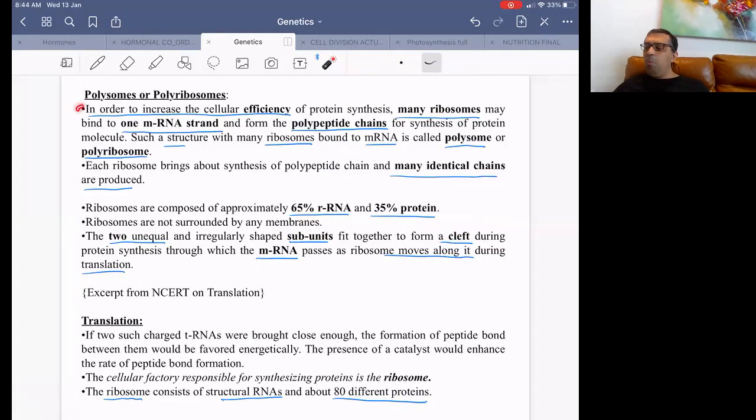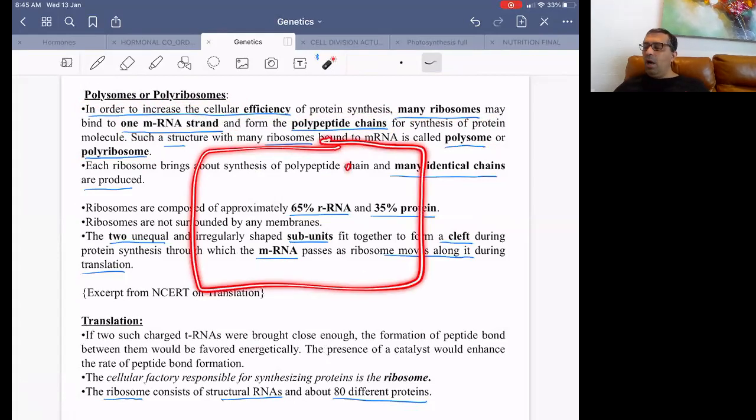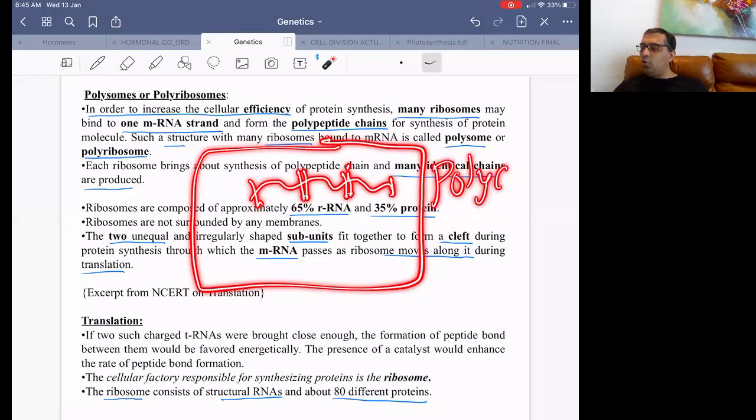And, sir, then we have polysomes or polyribosomes. In order to increase cellular efficiency, many ribosomes are attached to an mRNA to form polypeptide chains, which are called polyribosome. If you remember, in prokaryotes, you have a long mRNA which has got start codon, stop codon, start codon, stop codon, start codon, stop codon, and that is called polycistronic mRNA. Polycistronic mRNA. We have just done that. So it will fit into a ribosome, into another ribosome, into another ribosome.